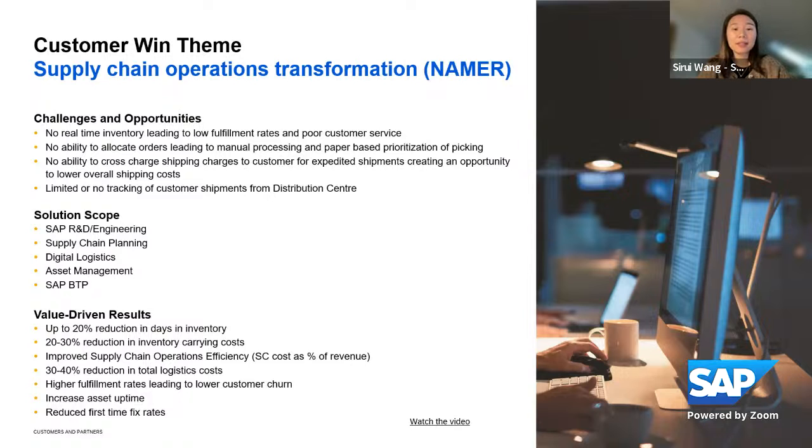In the end, this customer expects to achieve up to 20% reduction in days in inventory, 20 to 30% reduction in inventory carrying costs, and 30 to 40% reduction in their total logistics costs, which has helped them a lot in terms of cost saving. They expect to have real-time inventory and customer shipment tracking, leading to higher fulfillment rates, to increase the satisfaction rate for their customers and also lower the customer churn.